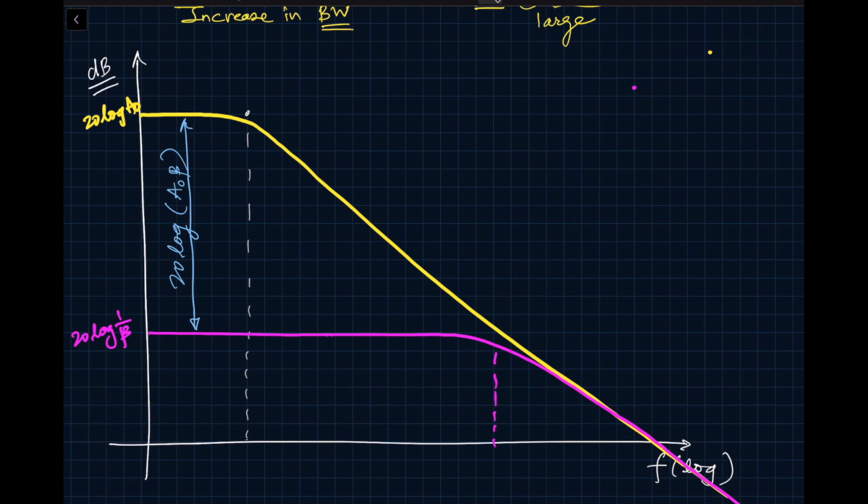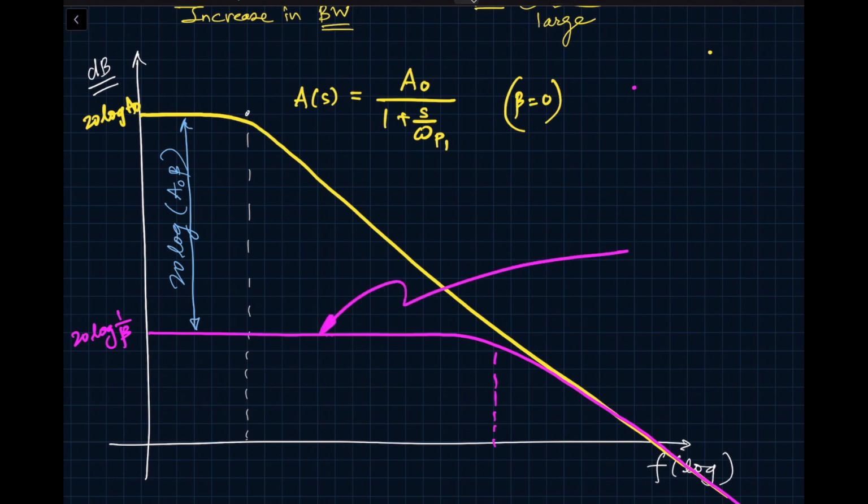So the yellow curve is our original transfer function, A of S, the open loop transfer function, divided by 1 plus S divided by omega P1. And this is when beta equals 0, for example. And the magenta curve, what you're seeing here, is the closed loop gain. In this case, let's say beta is equal to 0.5. So this would look like 20 log of 2, so this would look like 6 dB for that matter.